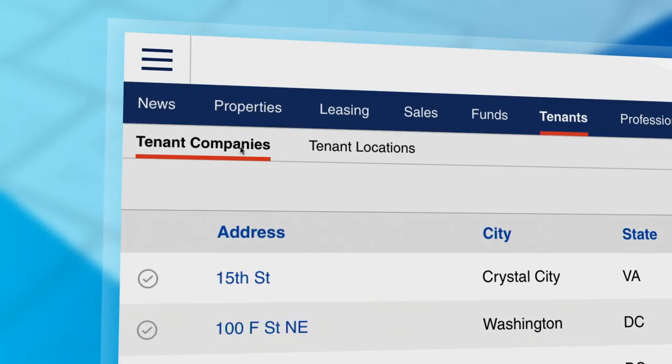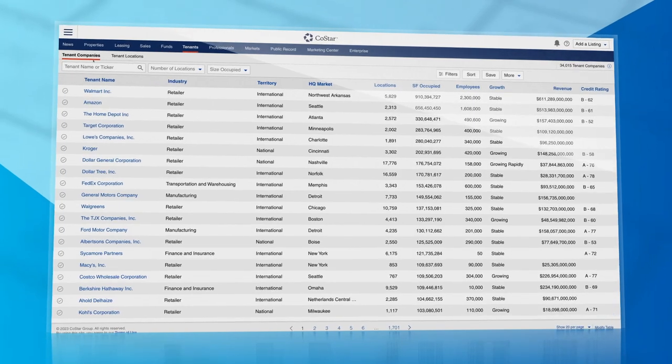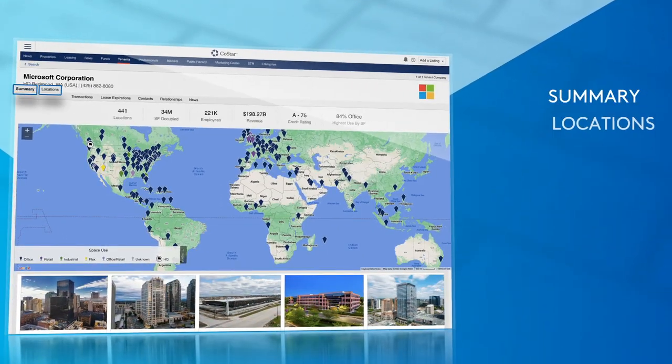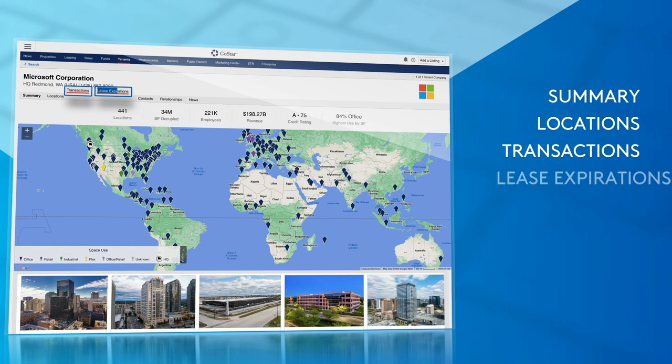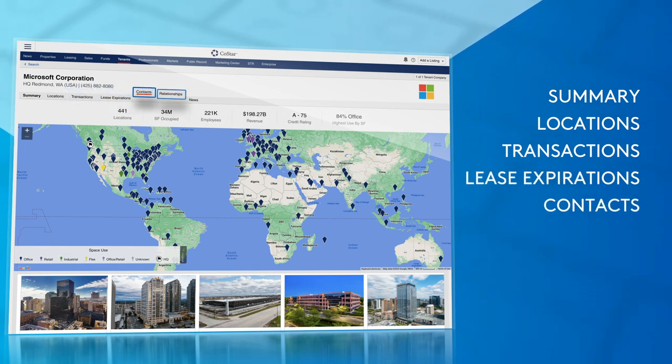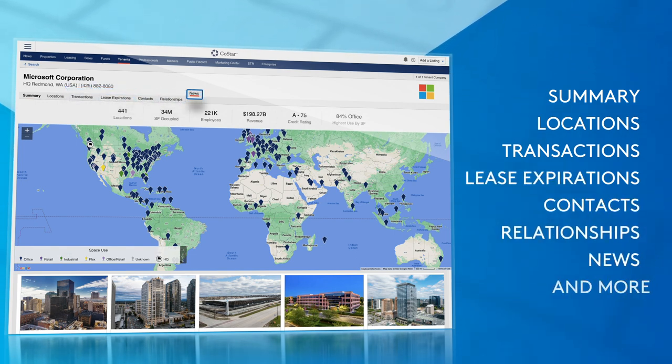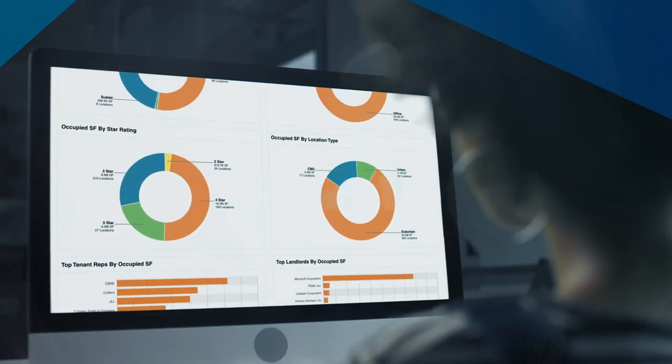And the new Tenant Companies feature provides a full view of a tenant's real estate portfolio. Company summary, locations, transactions, lease expirations, contacts, relationships, news, and more. Use this data to understand a tenant's commercial real estate portfolio makeup.